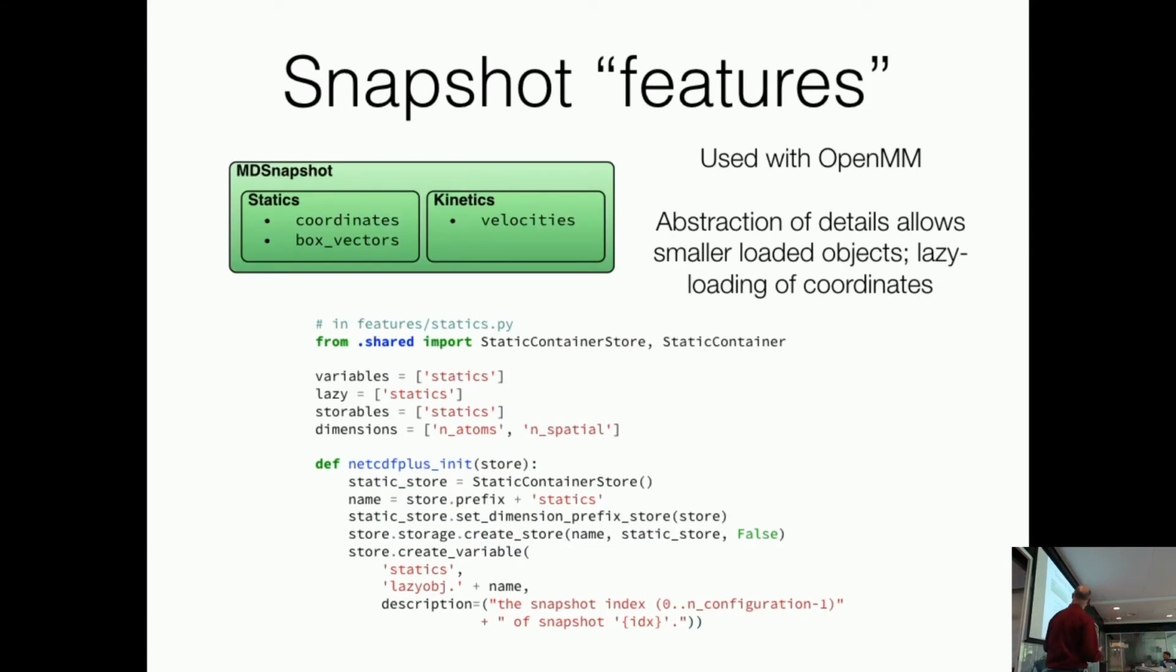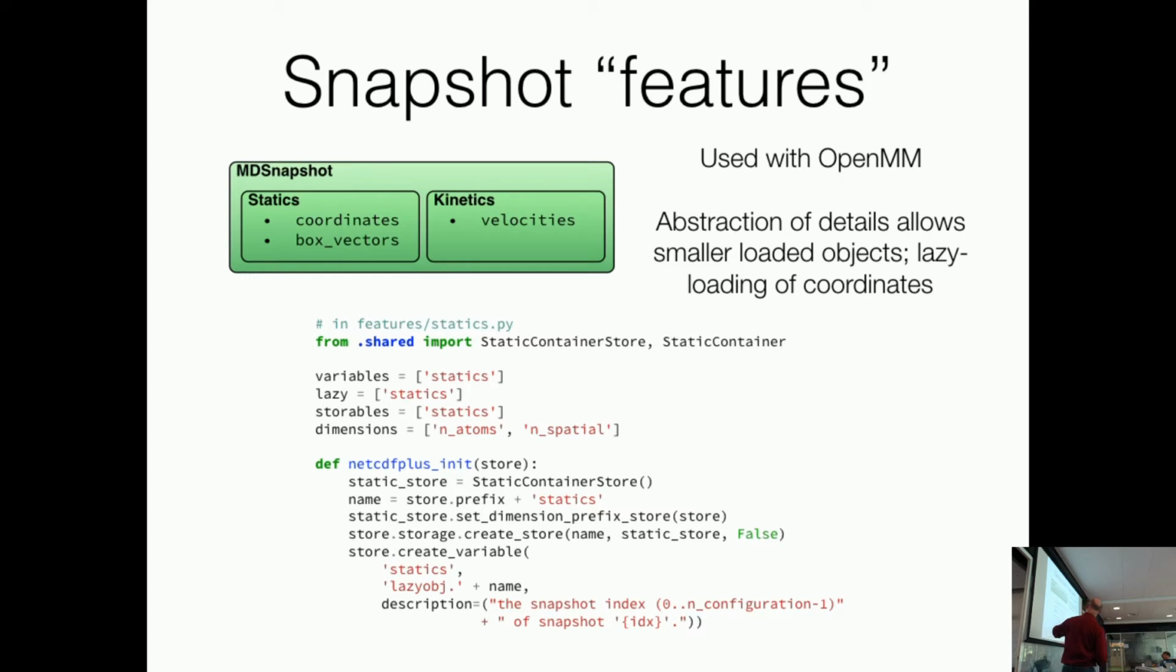So the things we use with OpenMM, for example, we have separated out what we call statics and kinetics. Part of the reason for that is the snapshot object itself does what's called lazy loading. Again, that'll come up in storage. But the idea is that we don't actually need to have all of the coordinate information every time we want to know about a snapshot. A trajectory is a list of snapshots. If I want to know the length of a trajectory, I don't need all of the coordinates that were used in that trajectory. That's very slow if you try to load them all.